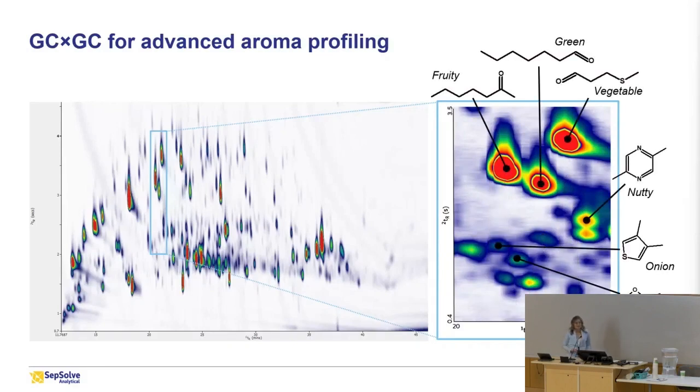What that means is that if we're looking at the flavors or odors coming off of these samples, some of the less concentrated things, specifically some of these nutty and oniony flavors, would not be picked up, because if we're smelling the sample, the fruity and vegetable aromas would be so concentrated that that's what would be picked up.